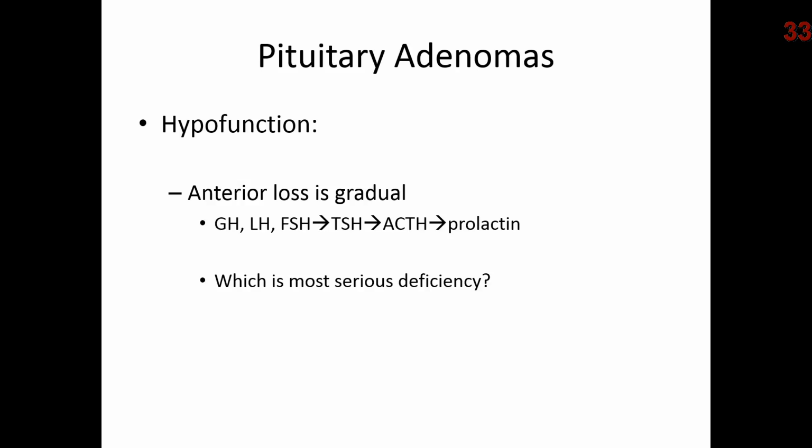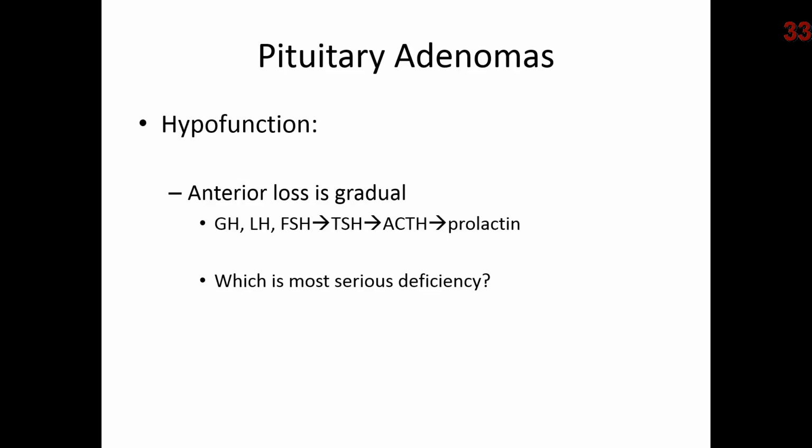Growth hormone deficiency first would show as short stature. They'd have delayed growth and delayed puberty if they were children. It's usually asymptomatic in adults. We don't really see anything with that. But then it'll progress, and you'll see decreased luteinizing hormone and follicle-stimulating hormone levels, and that would result in hypogonadism, cessation of menses in females, and impotency in males.